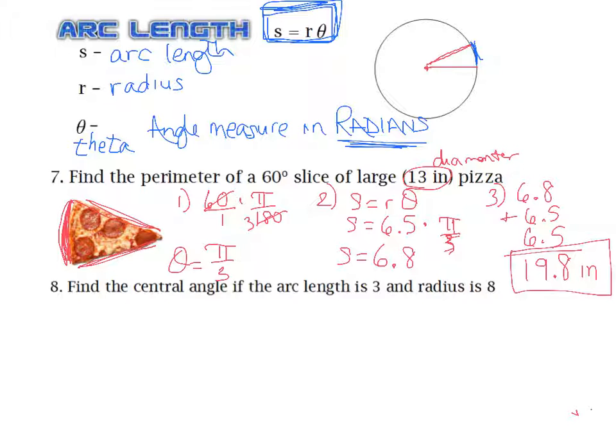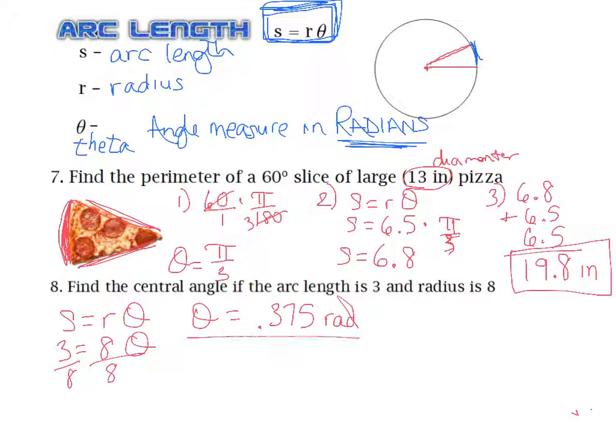Let's try one more. This one says find the central angle if I already know the arc length and the radius. Arc length is 3, radius is 8. Solve it for theta. It's really just 3/8. Let's go ahead and get a decimal value for that. That's 0.375. Remember though that theta is in radians. If I was going to label this, and I should, that's 0.375 radians. And that's a fine answer.